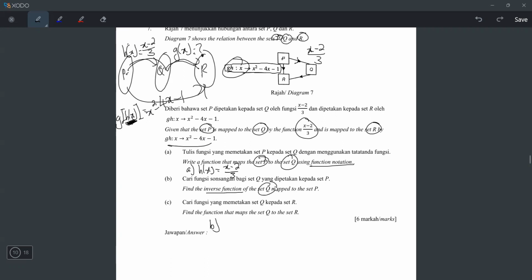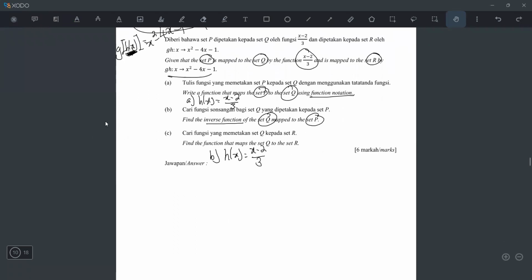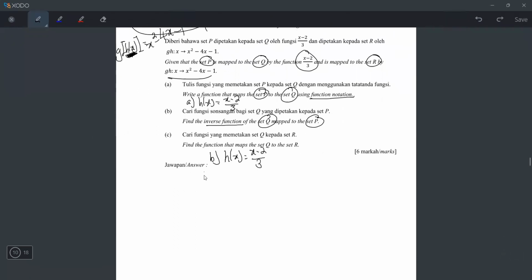Find the inverse function of Q to P. So we all know P to Q is what? h(x) equals (x minus 2) over 3. So to get the inverse, which is the reverse direction, Q to P, then you do inverse. So remember how to do inverse? So let h inverse x equals a. x equals h(a), because the h inverse can move there, become h(a).